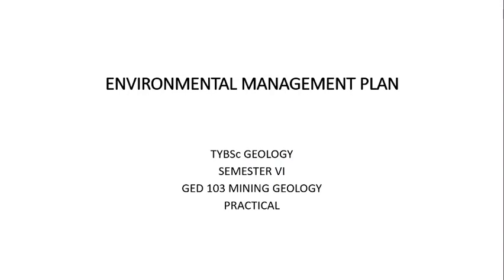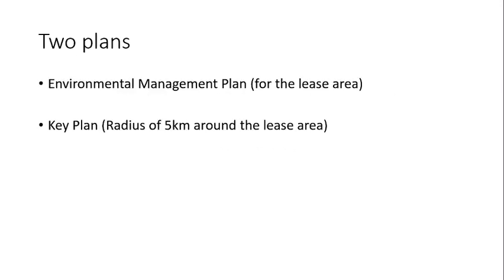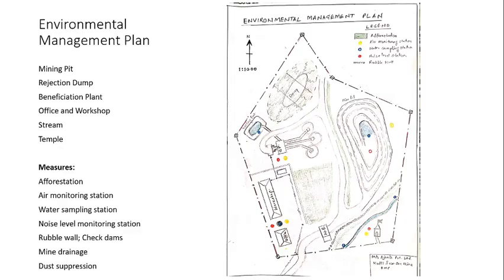Let us now look at an environmental management plan of a working mine. Two types of plans are usually included. The first is the environmental management plan for the lease area, and the second is called the key plan, which will include an area of 5 kilometers radius all around the lease. This is how an environmental management plan will look like.